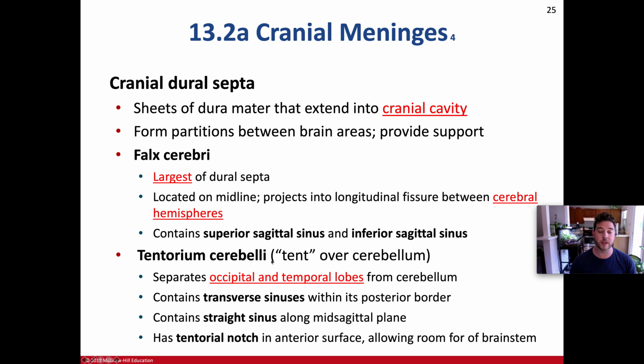And then the tentorium cerebelli covers the cerebellum. So you have the falx cerebri and then your tentorium cerebelli. Cerebri referring to your cerebrum, the big one, and then cerebelli referring to your cerebellum. That will be confusing until you just start committing it to memory. The tentorium cerebelli separates the occipital and temporal lobes. So the occipital, the bottom one, and the temporal on the side. It separates those two lobes. It contains the transverse and the straight sinus and has a tentorial notch.